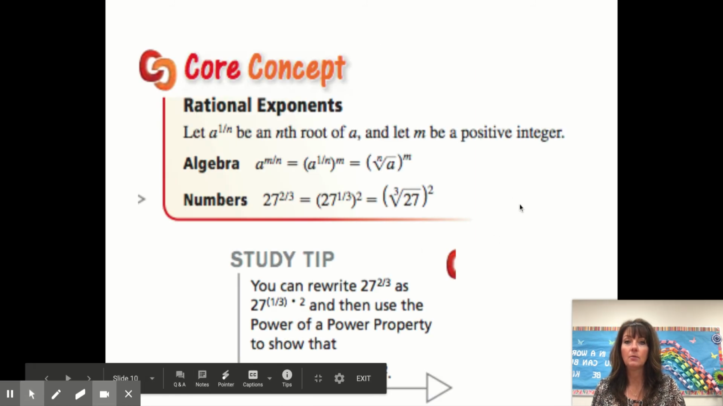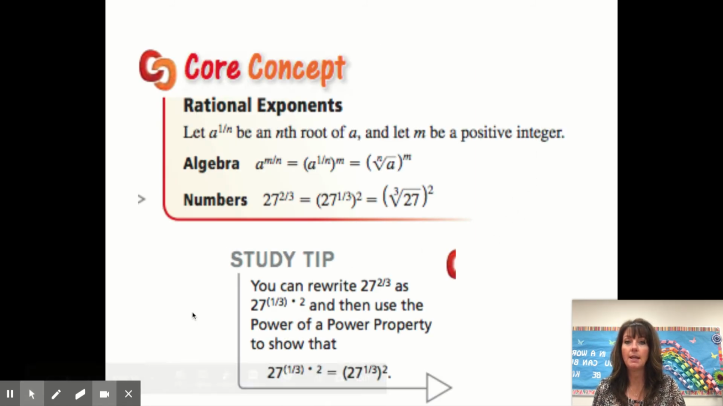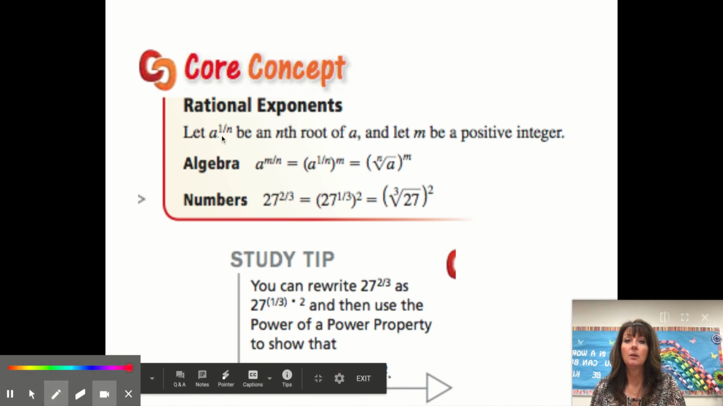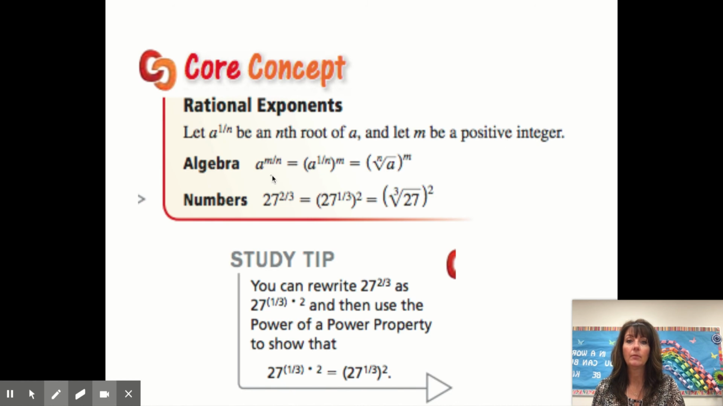All right. So here we are with our rational exponents again. So we have a to the 1 over n is the nth root of a. Fun. Always fun. Now we're going to take that and we're going to bring back those exponent rules. Remember that if we take a to the 1 over n and we times it by m, we're going to get a to the m over n right there, okay?